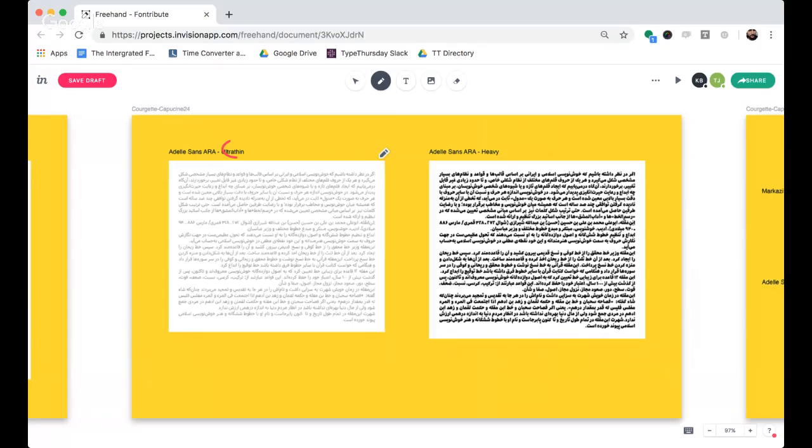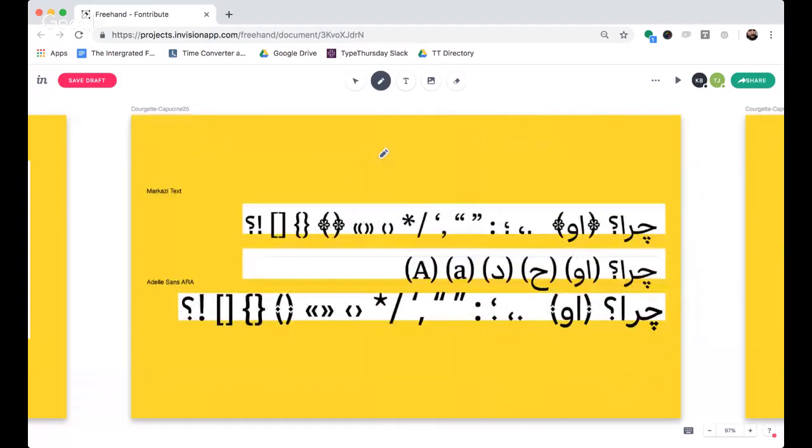Cool. And what we have here, okay, punctuation. It totally looks like the Latin.